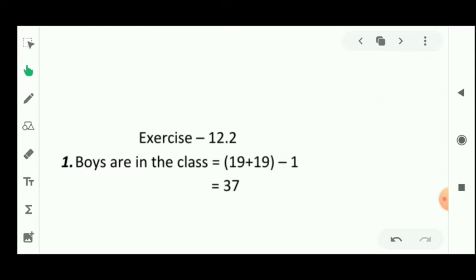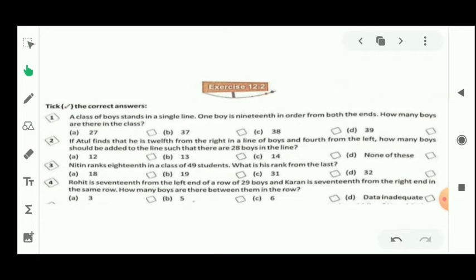The solution of the given question is, when we find out the total boys in the class, because the position of the boy is given from the starting and end is 19, so we will add 19 plus 19, that is 38, and because it was his position counted twice, we subtract 1 from it, so the answer will be 37. Let's see the question number 2.